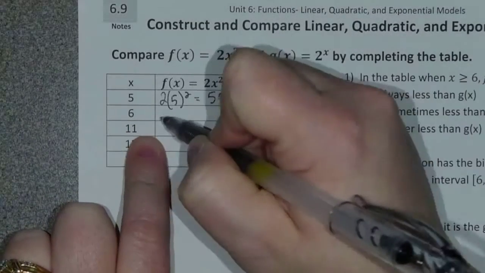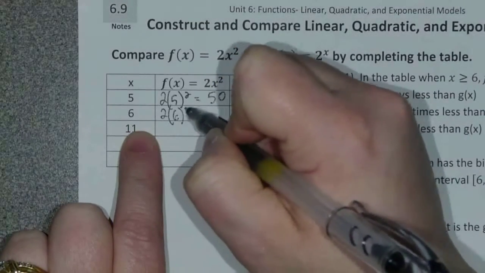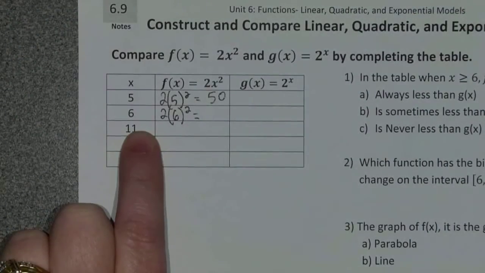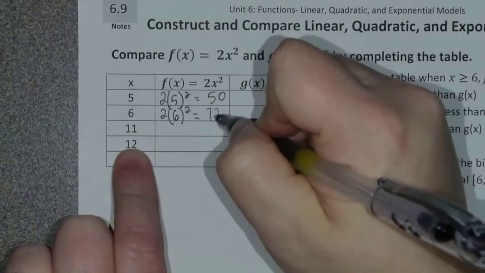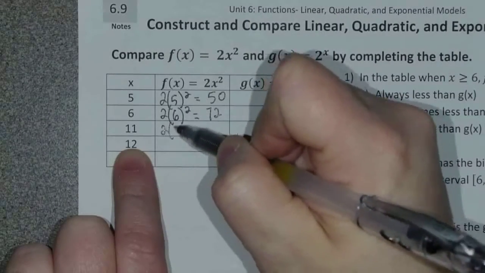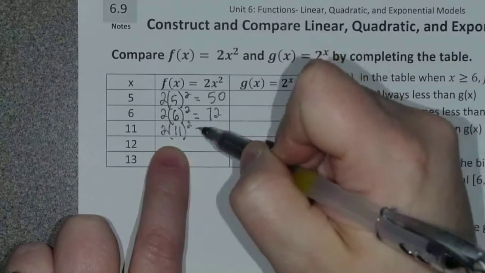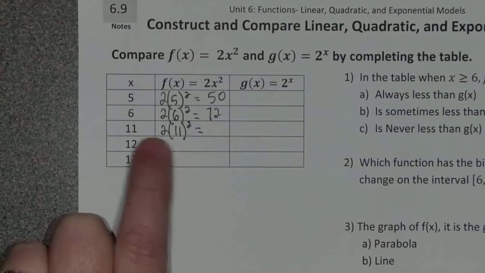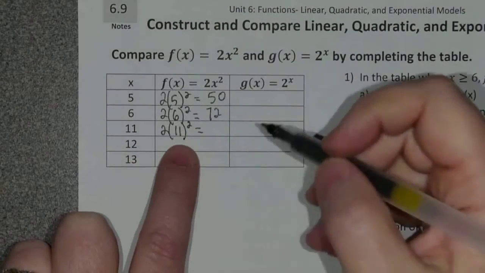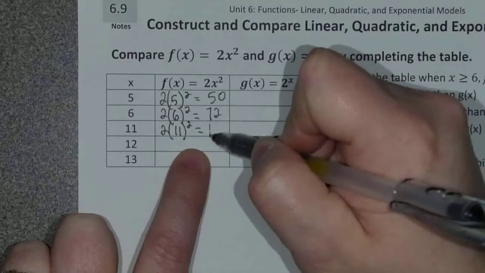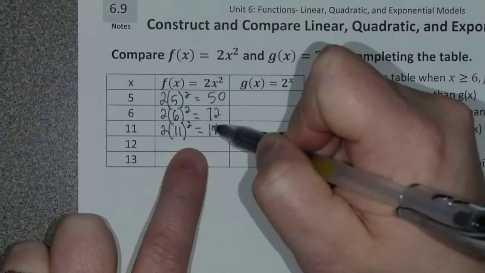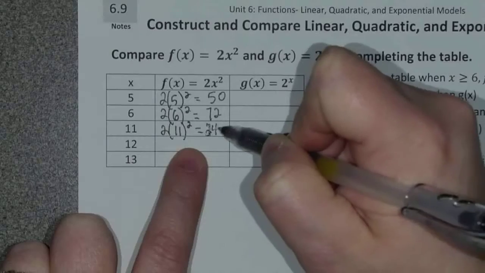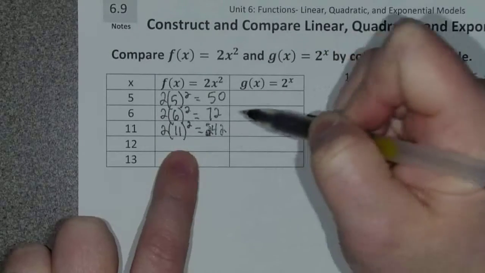50. Thank you. 2 times 6 squared? 72. 2 times 11 squared. Anybody wondering where we're getting this? We're just punching them in the calculator. Squaring 11, times them by 2, or punching it in exactly the way that it looks. Yep, 140. 242, right? Yeah, 121 times 2.